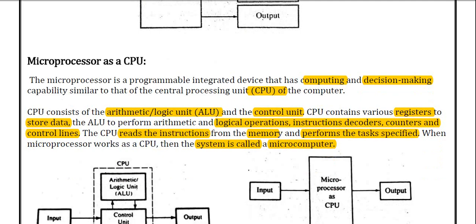Microprocessor as CPU. The microprocessor is a programmable integrated device that has computing and decision-making capabilities similar to that of a central processing unit, which is known as CPU. That means a microprocessor is a computing device which can make decisions, and by integrating some factors it can work as the central processing unit, the CPU of the computer.